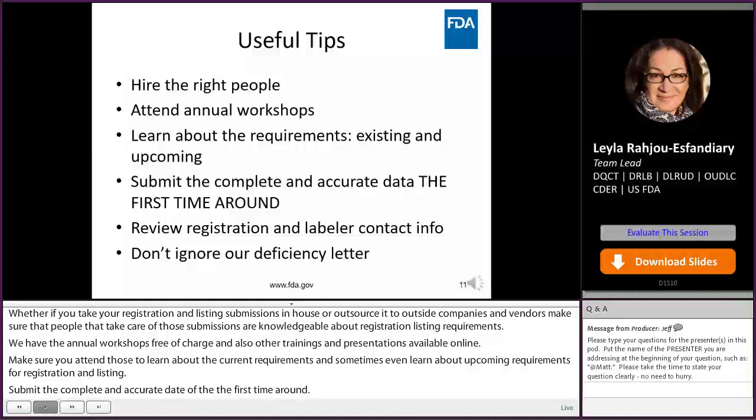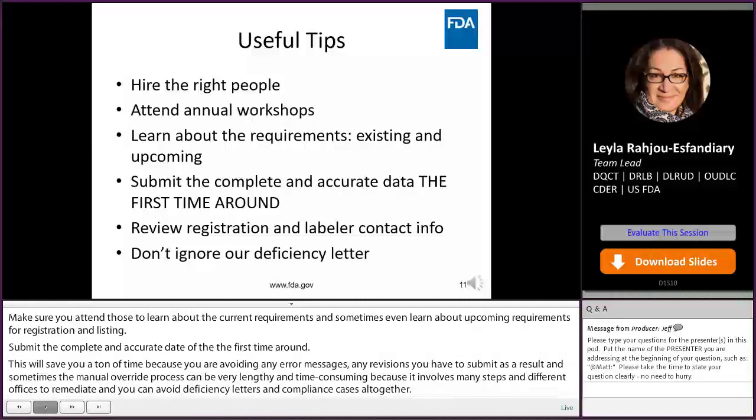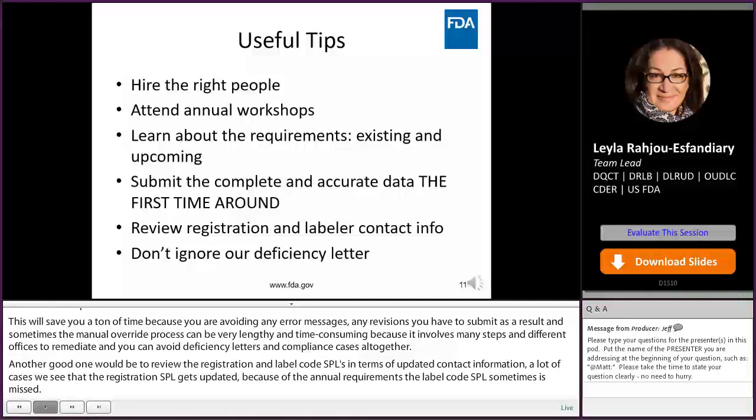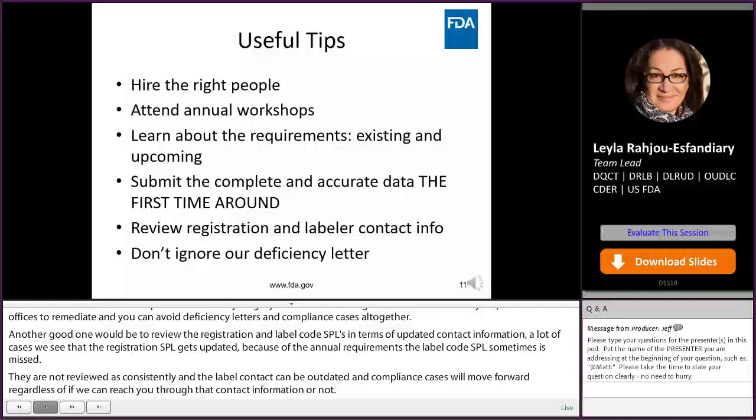Another good one would be to review the registration and labeler code SPLs in terms of updated contact information. In a lot of cases, we see that although the registration SPL gets updated because of the annual requirements, the labeler code SPL sometimes is missed. They are not reviewed as consistently, and the labeler contact can be outdated. And our compliance cases will move forward regardless of whether we can reach you through that contact information or not, because in addition to having a certain registration or listing violation, now you have outdated information for your registration or labeler code SPL. Also, don't ignore our deficiency letters. As you saw, you can close the case as soon as you receive the deficiency letter and save yourself a lot of time and effort.